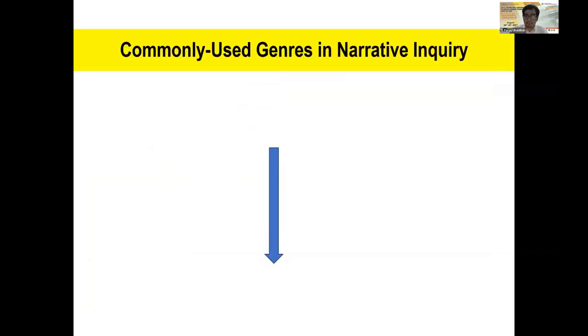Next, ladies and gentlemen, these are the very commonly used genres in narrative inquiry. First, life history. Life history has many branches under it, but I cannot explain them one by one, right? So life history is also a part of narrative inquiry.